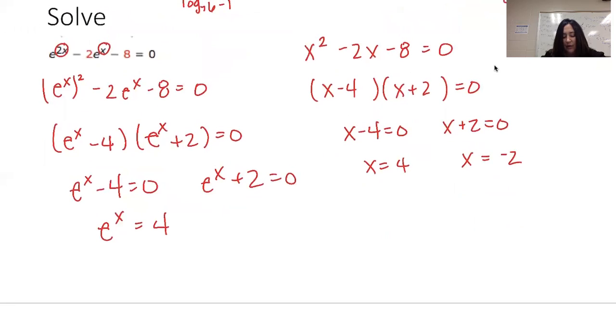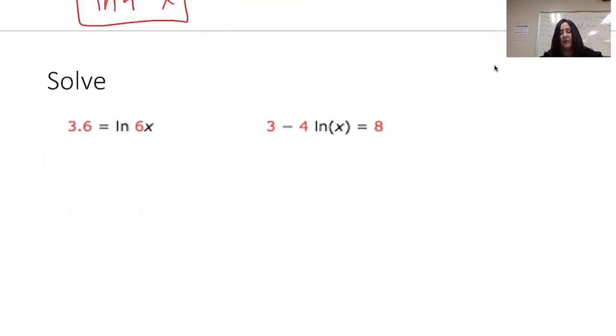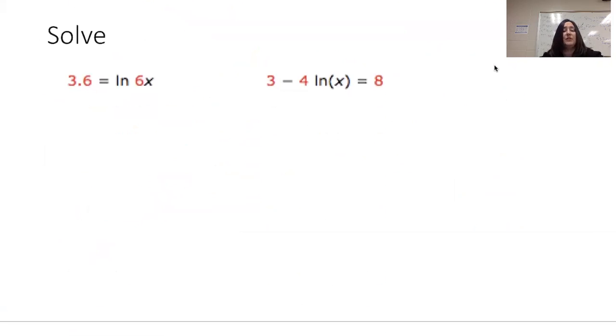Solving that, we're going to have the ln of 4 is equal to x. Again, that's an exact solution. On this side, we'd have e to the x equals negative 2, but e to the x will never equal a negative number, so that does not work, and that would be our solution. So that really kind of sums up our exponents, and now we're going to go into solving some log equations.